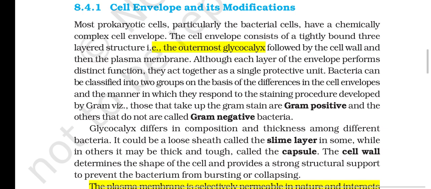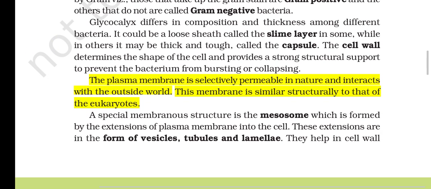Glycocalyx differs in composition and thickness among different bacteria. It could be a loose sheath called the slime layer in some, while in others it may be thick and tough called the capsule. The cell wall determines the shape of the cell and provides a strong structural support to prevent the bacterium from bursting or collapsing. The plasma membrane is selectively permeable in nature and interacts with the outside world.